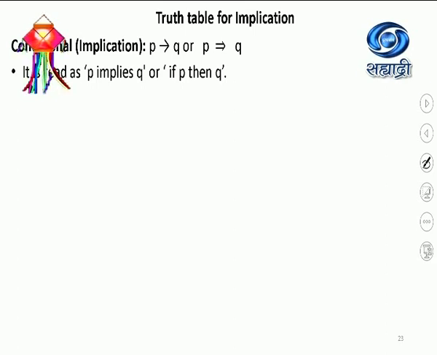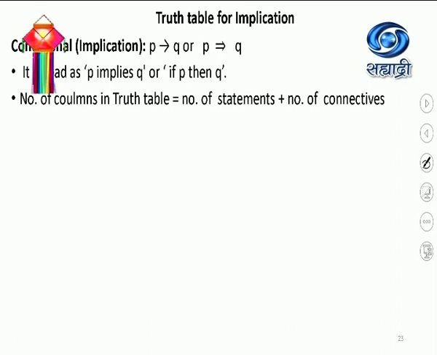You need not use any other words or the phrases used for other connectives here. So you can just say P implies Q. Now you can count the number of statements from here. This is number 1 statement, this is number 2 statement. So the number of statements is 2 and there is only one connective. So the number of columns in the truth table will be 2 plus 1 equal to 3.